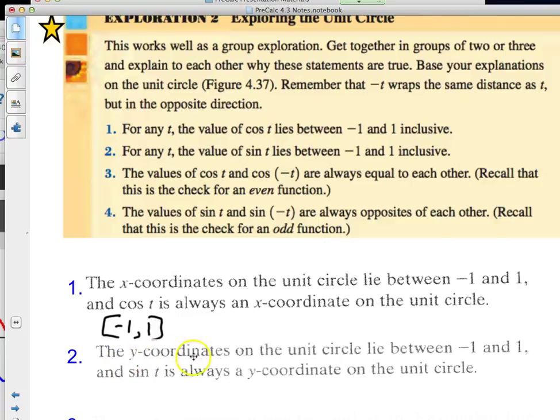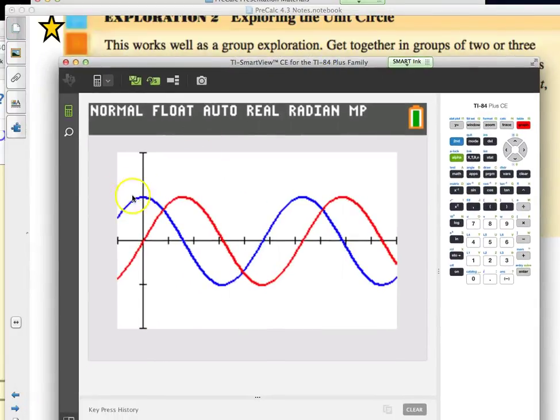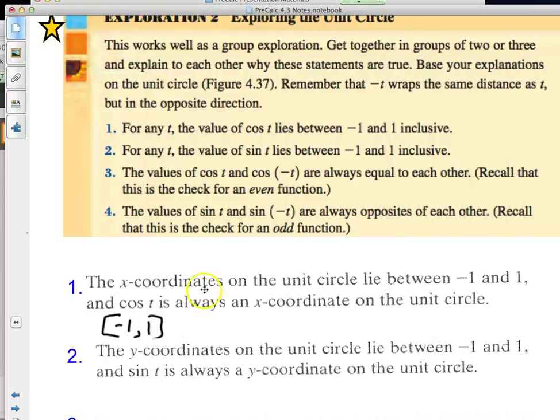Okay, 2, for any t, the value of sine t lies between -1 and 1, inclusive. Same idea, the y-coordinates on the unit circle lie between -1 and 1, and sine t is always a y-coordinate on the unit circle. The values of cosine t and cosine -t are always equal to each other. Recall that this is the check for an even function, and that makes sense because this is cosine, and they're always equal to each other because it is an even function.